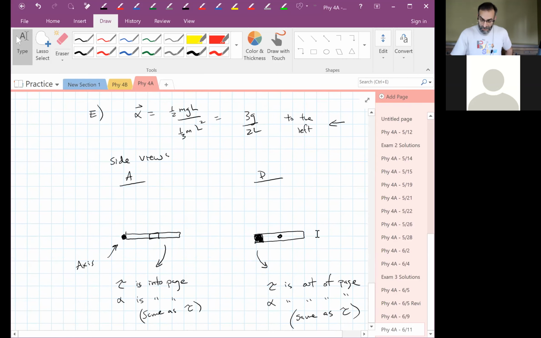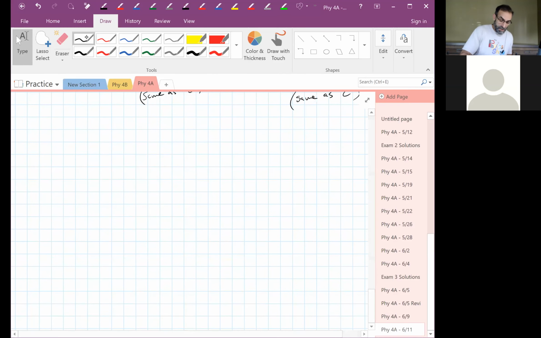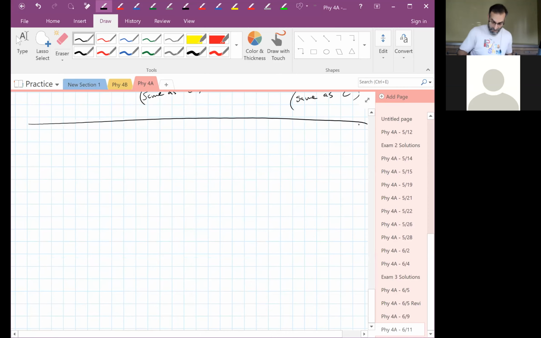All right, I wanted to show you, we use this all the time, right? How do we get back and forth between translational variables and rotational variables? We use S equals R theta, V equals R omega, A equals R alpha. I wanted to show you an example of this.